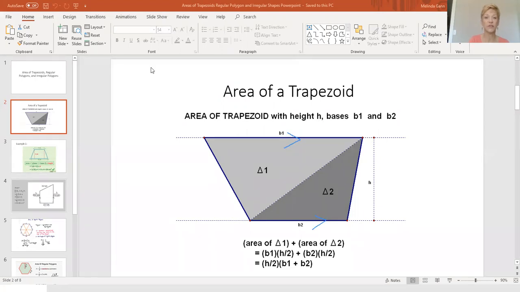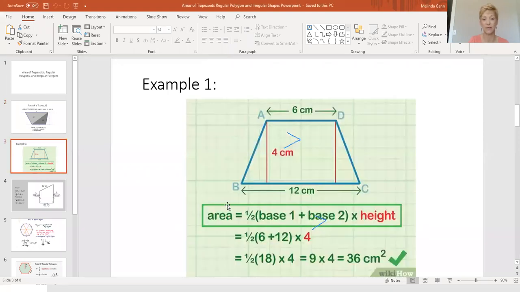This is really the formula that I think is best for most people. On a trapezoid, your area is 1/2 the sum of the bases, so base 1 plus base 2, then times the height. Okay, so look up here on this one.